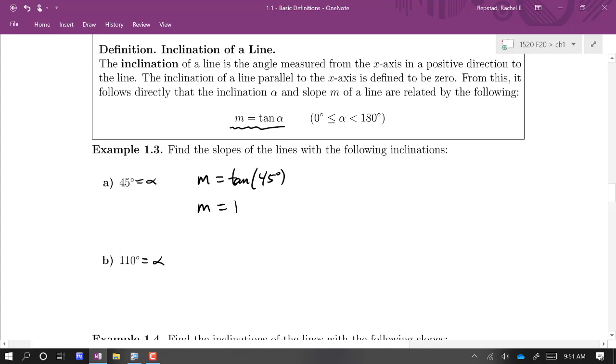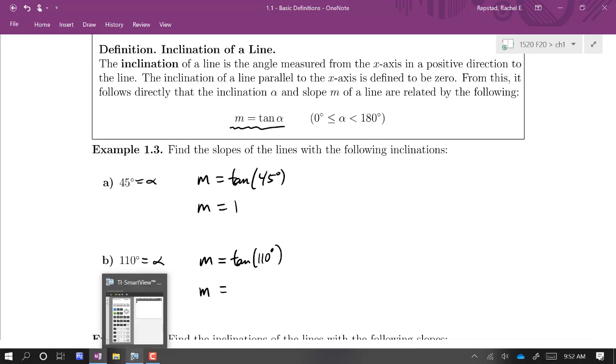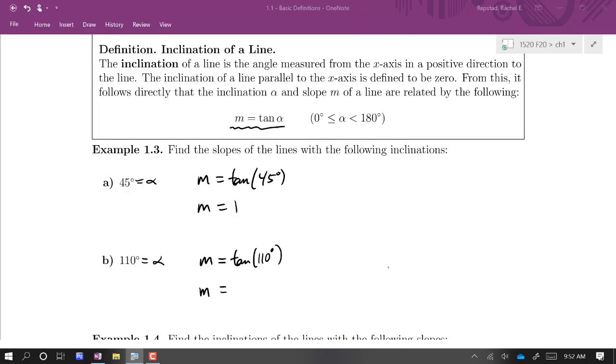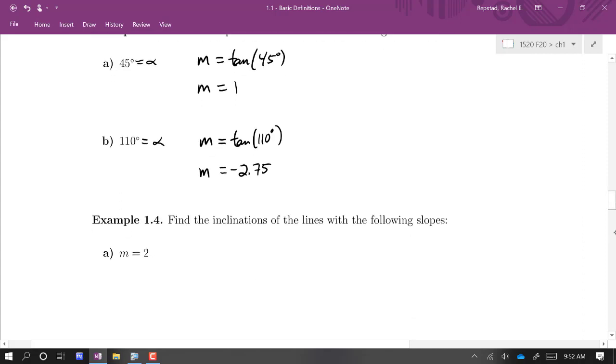So for part B, our angle is 110 degrees. So we're going to throw that into the calculator, and this is a less convenient angle, so I'm actually going to throw that in there. So about negative 2.75. Okay. So if we're given the inclination, we could just plug it into that equation to get the slope.